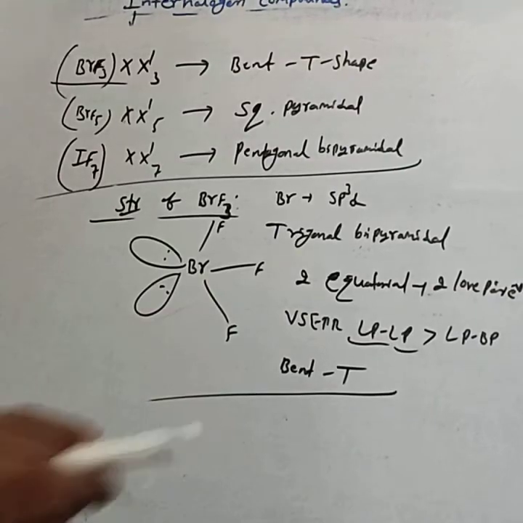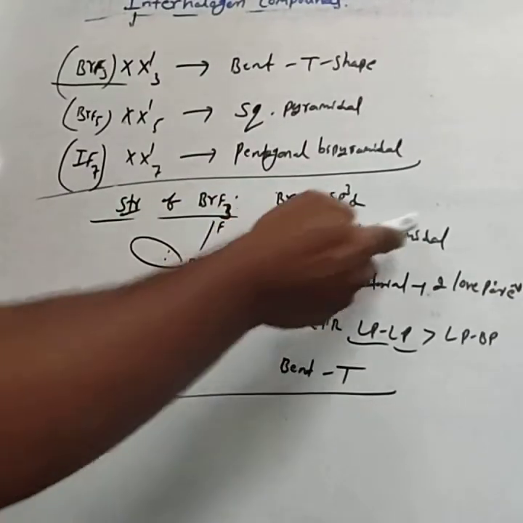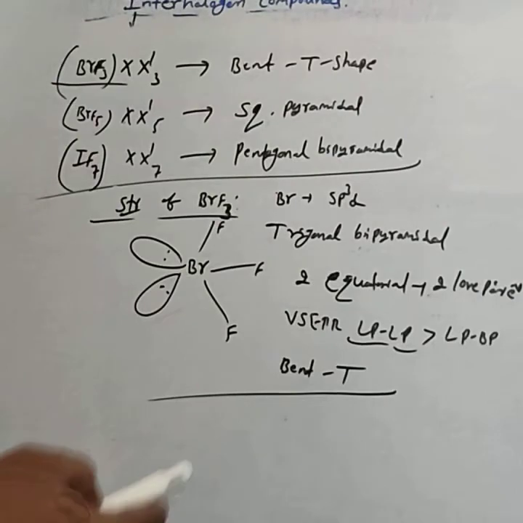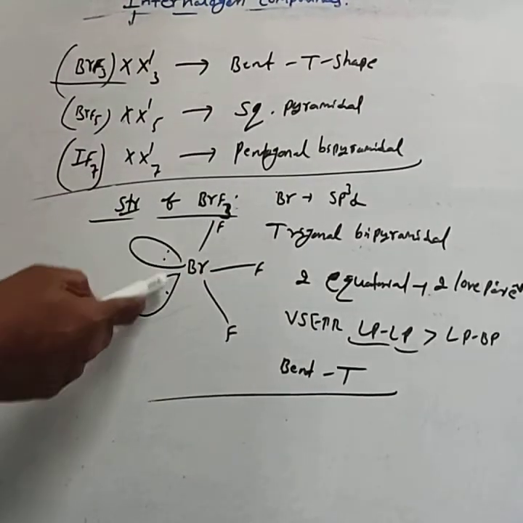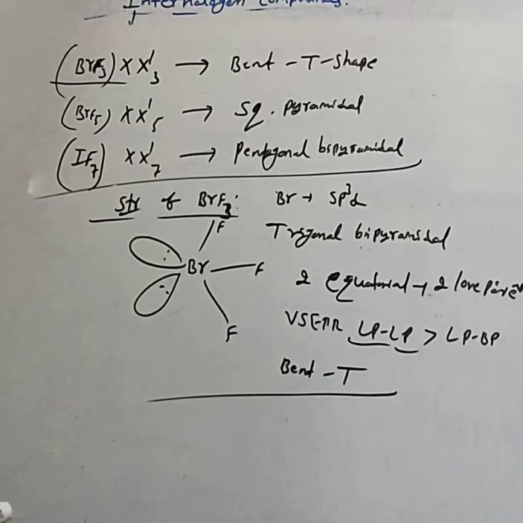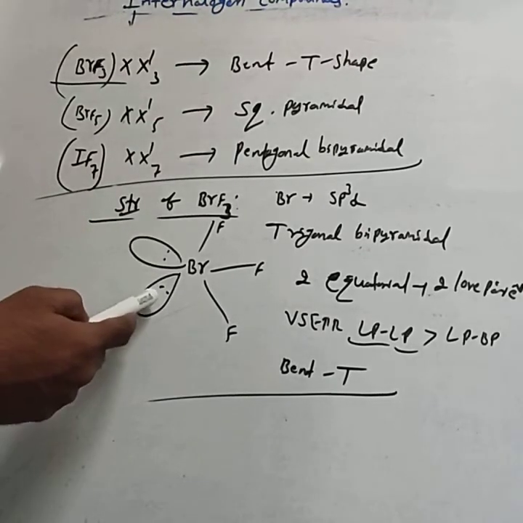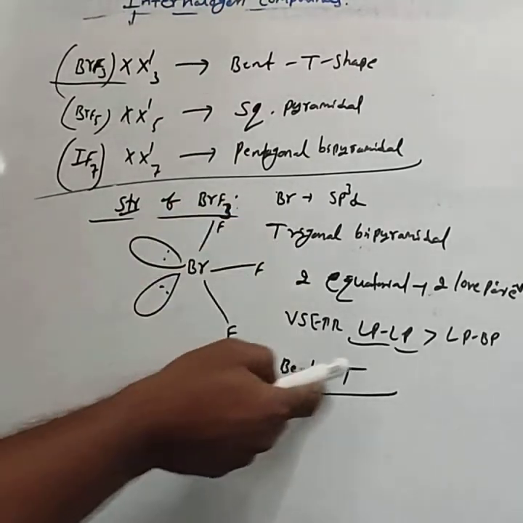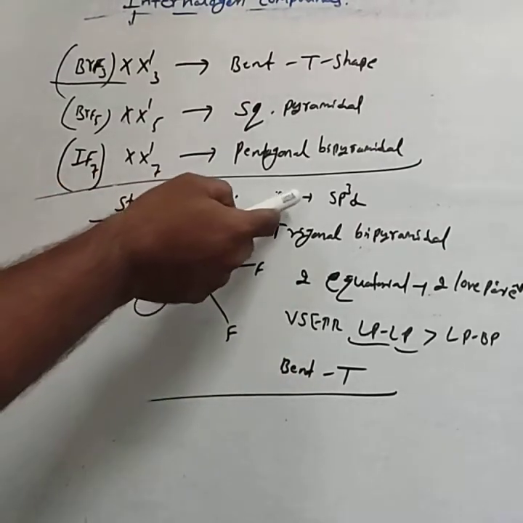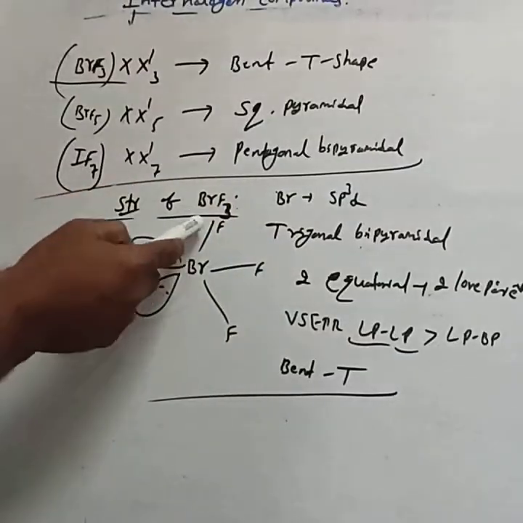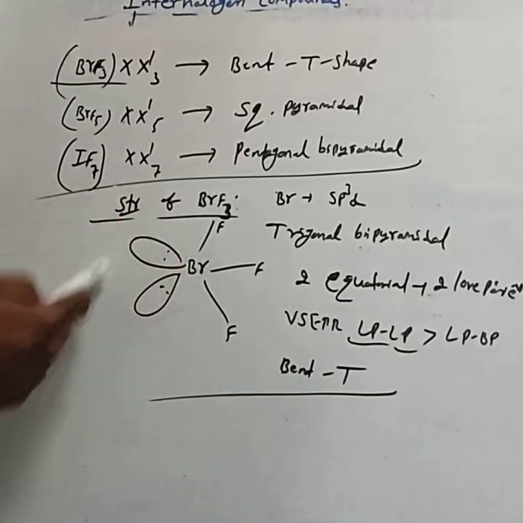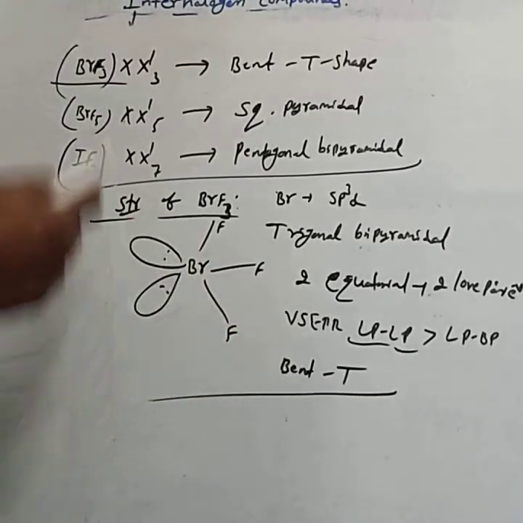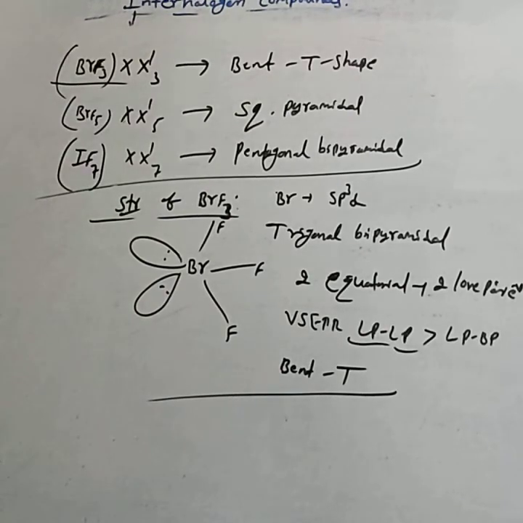Actually, according to hybridization, it should be trigonal bipyramidal. Due to the presence of two lone pairs occupying the equatorial positions, it has a bent T shape. Just remember the hybridization of the bromine atom and the shape name, bent T shape. This is the bent T structure. This is about the interhalogen compounds.